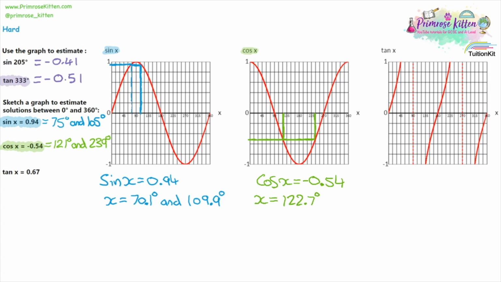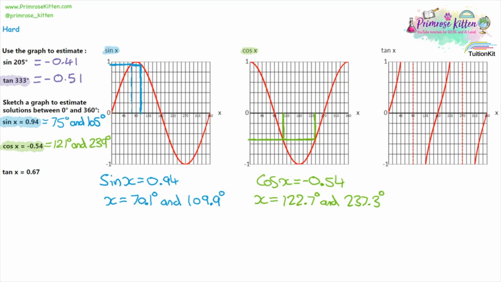Now again, we don't have our second answer, but we do know they should be adding to 360 degrees. So 360 take away 122.7 will give us our second answer, which is 237.3 degrees. Again, looking at the estimate, that's 1.7 degrees out from 239. So again, very happy with my estimates for that question.